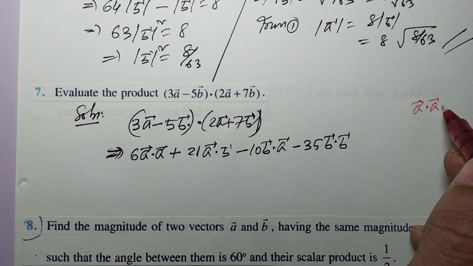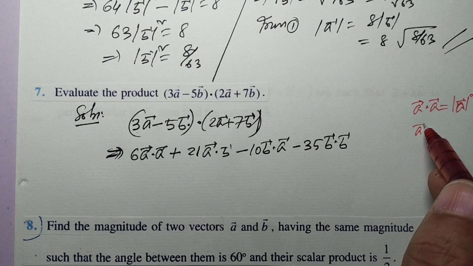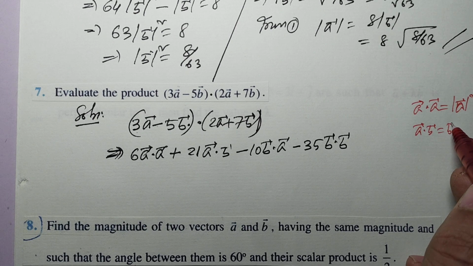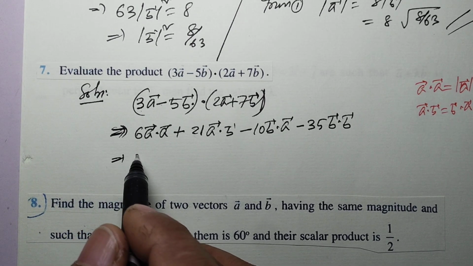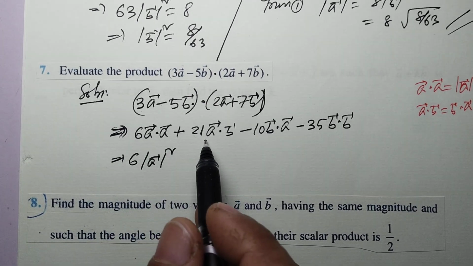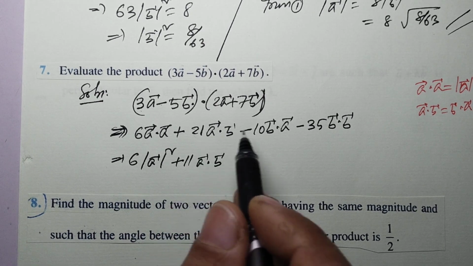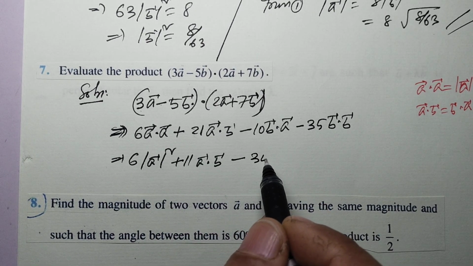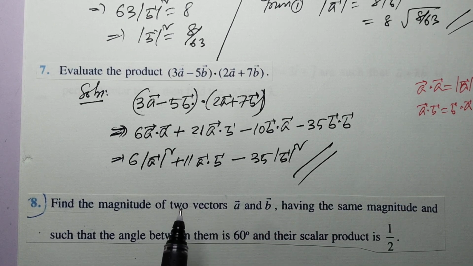A dot a can be written as magnitude a square, which we have learned in the first video, and a dot b is same as b dot a. So this can be applied. So it is 6 a dot a, magnitude a square, then 21 a dot b minus 10, so it will become 11 a dot b. 21 minus 10 is 11, minus 35 b dot b can be written as magnitude b square. So this will remain as it is. This is the answer because no other data is given.